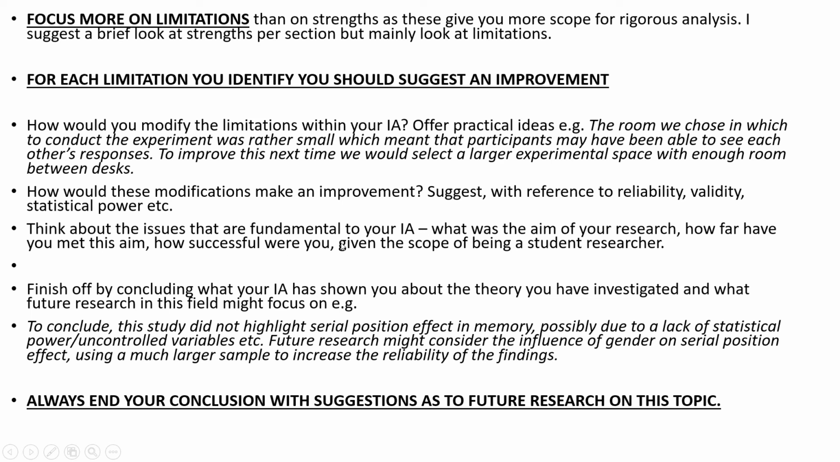Think about the issues that are fundamental to your IA. What was the aim of your research? Keep going back to the beginning. What was the aim? Have you achieved your aim? What would you do differently? Maybe that is not necessarily a limitation, but just something you've thought of, a different spin on it. How far have you met this aim? How successful were you? And always bear in mind you are a student researcher. There's nothing wrong with bringing that into your evaluation, referring to the fact that you are a student. It gives your work a kind of maturity, a sense of authority that you are fully aware of your role as a researcher and aware of the limitations that come with it.